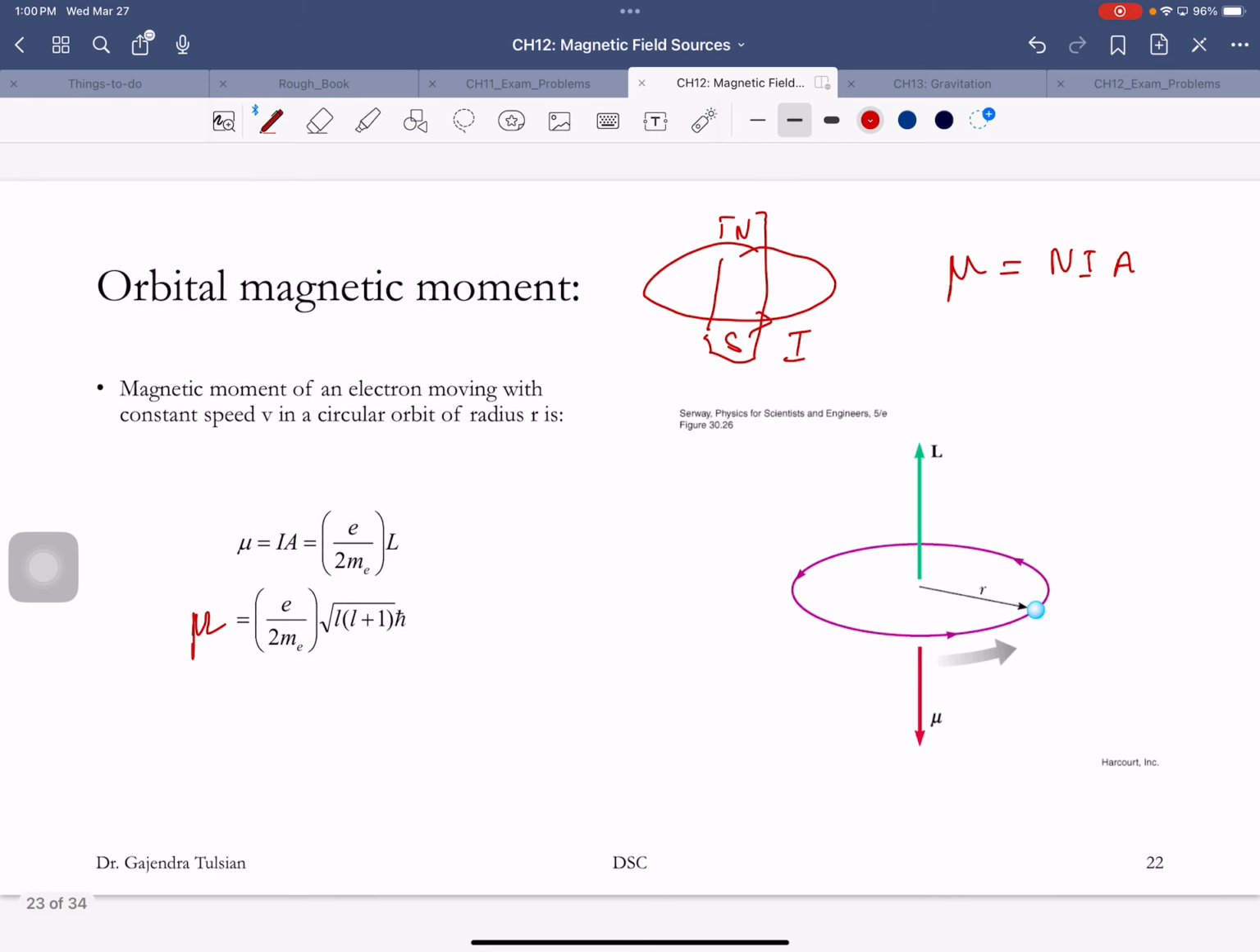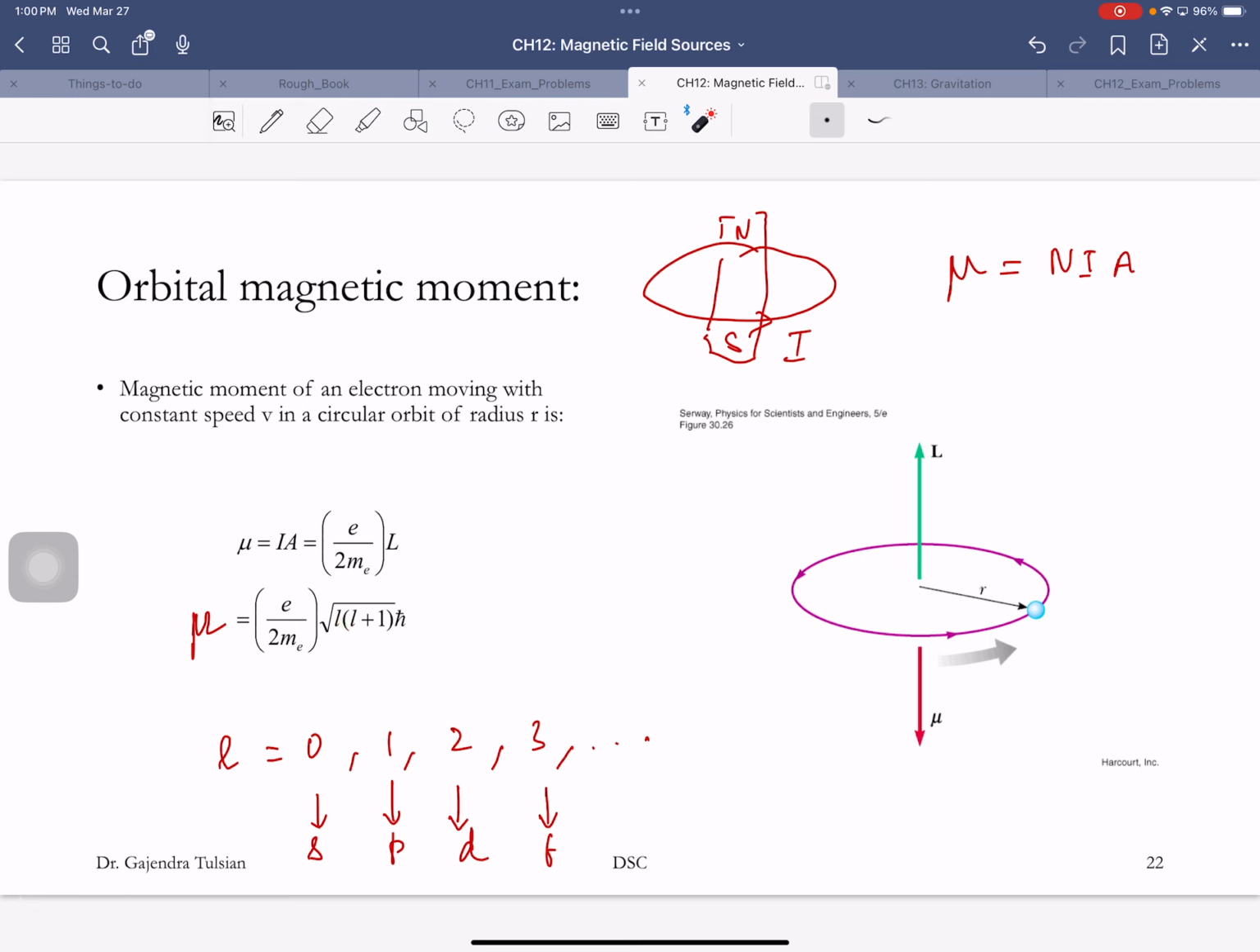In chemistry, you learned this. So L can take all these integer values. L equal to 0 corresponds to the s orbital. L equal to 1 corresponds to the p orbital. This is d, f, and so on.